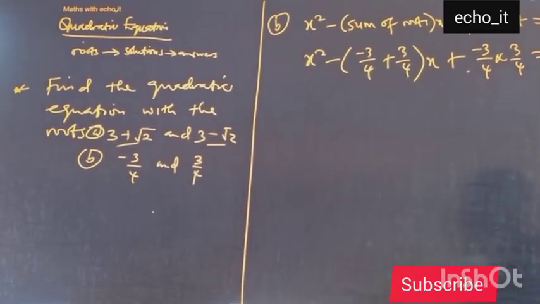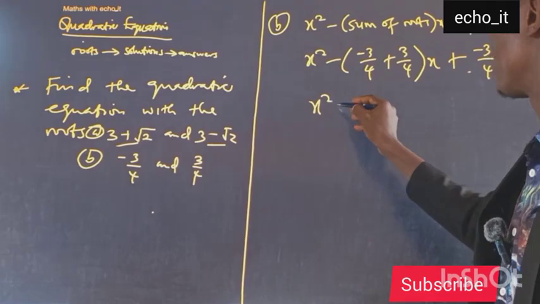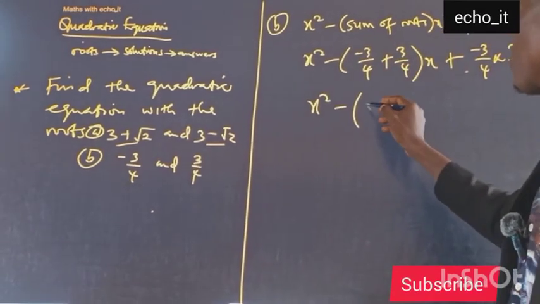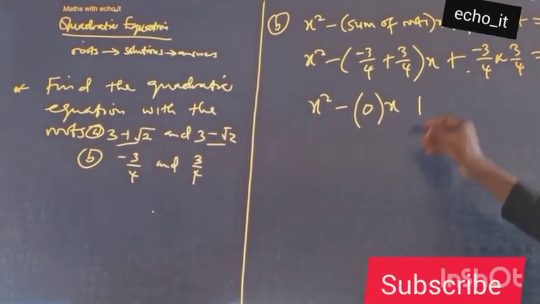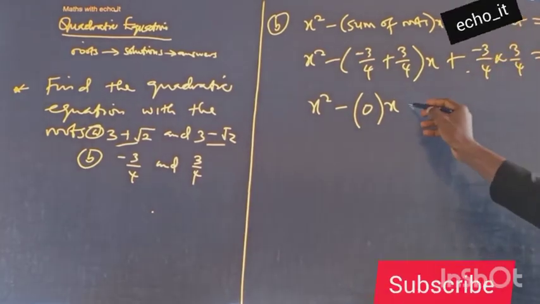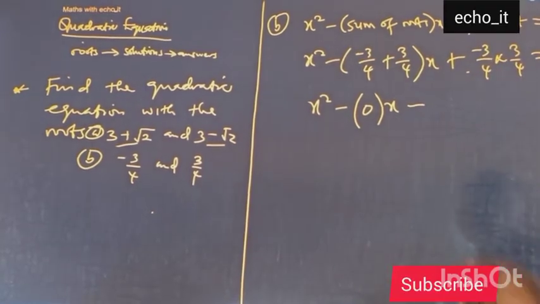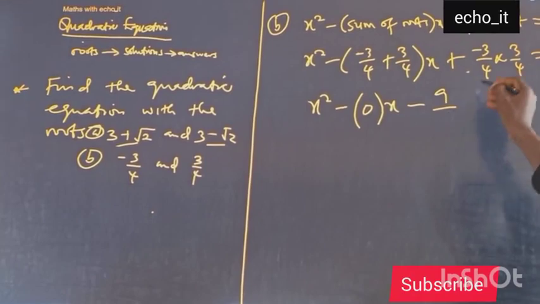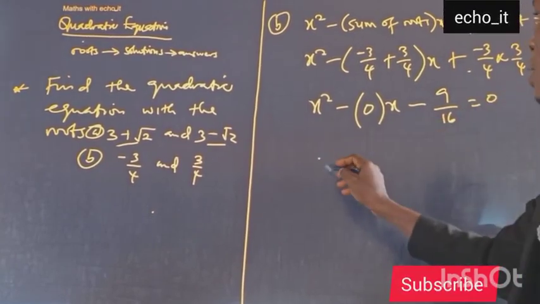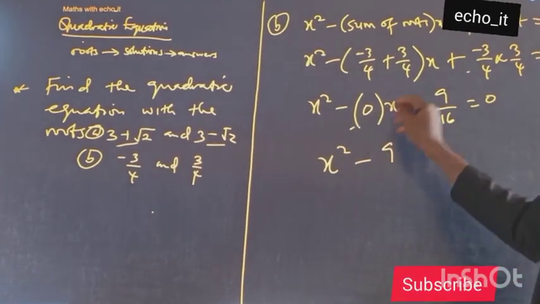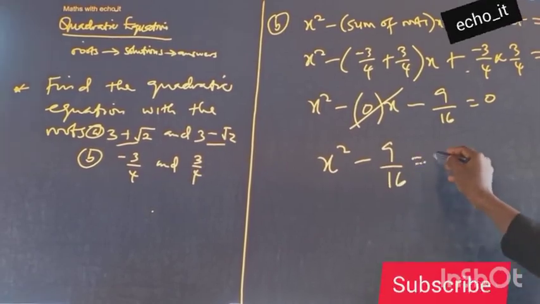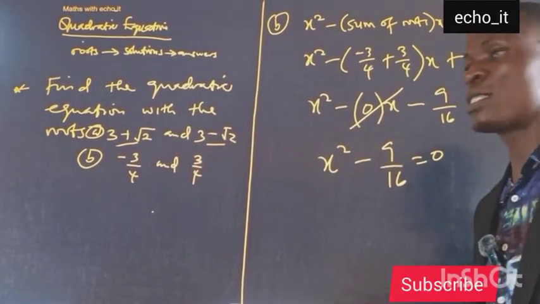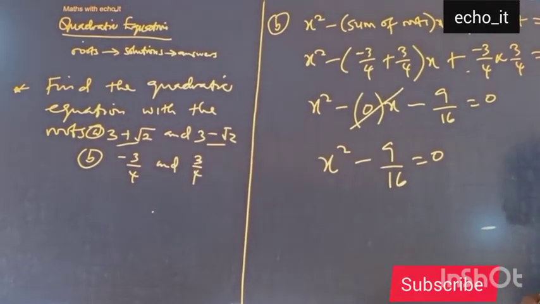So the sum here, the product here. So we have x squared minus this plus this will give us what? 0. And when you multiply this, of course, plus times minus will give us what? Minus. Then 3 times 3 is 9 over 16 equal to 0. So we have x squared minus 9 over 16, because this is 0, you can clear it out. 0 times x is 0. So like I told you, it's difference of two squares. So that's how you form a quadratic equation when the roots are given.